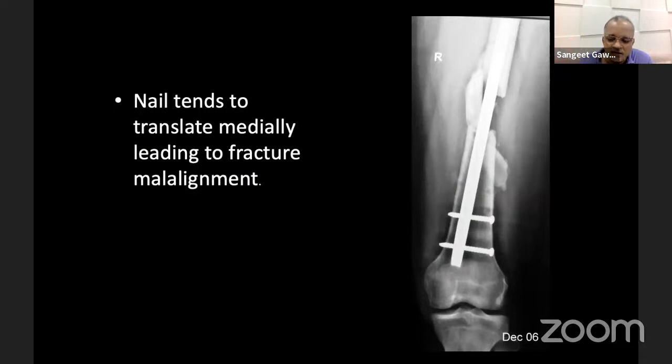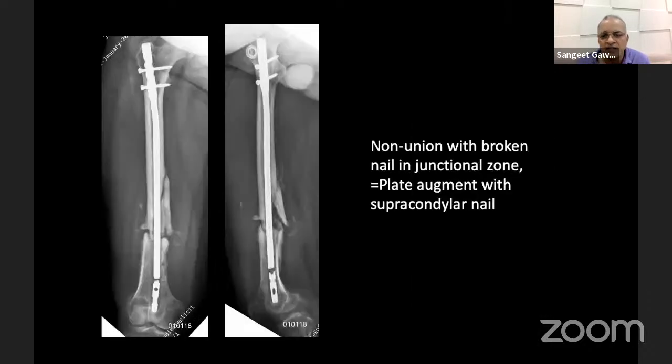When you are at the junctional zone, the nail, usually following a non-union, tends to translate medially, leading to fracture malalignment. Non-union with a broken nail in a junctional zone.